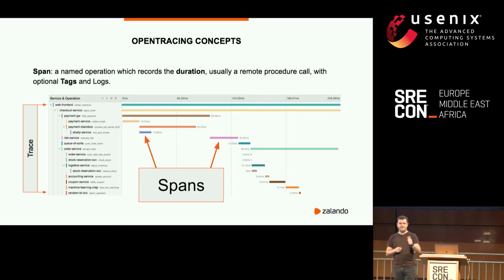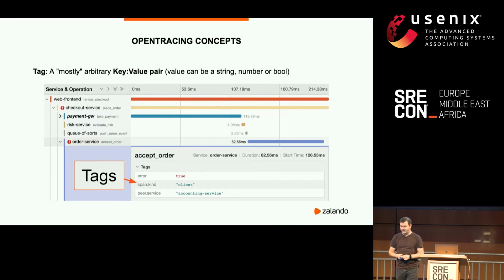I also highlighted the second very important part, which are the tags. Tags are mostly arbitrary key-value pairs. They are typed. They accept a couple of different types, booleans, strings, numbers, and you can enrich your operation by adding context with these tags.